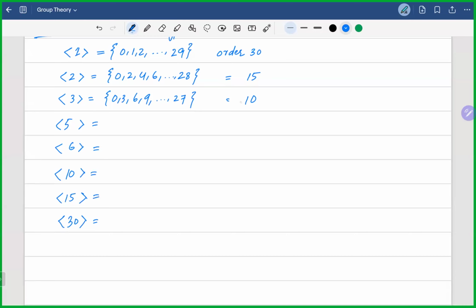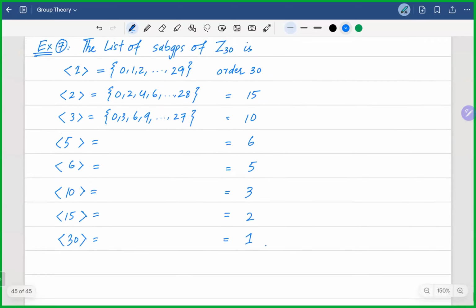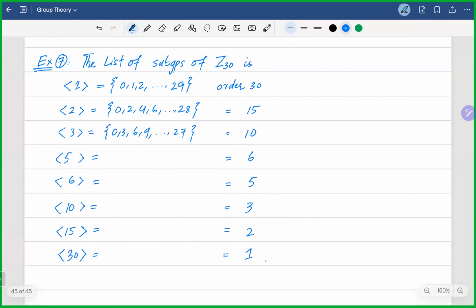And you can imagine the elements in them, and the orders: this has 6, this has 5, this has 3, this has 2, and this has 1. So this is the list of elements. You can fill them up yourself. Okay, perfect.